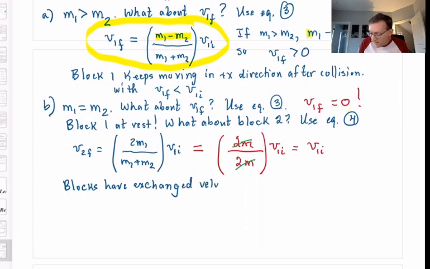As a result of the elastic collision, because block 2 was initially at rest and block 1 was coming in with a certain velocity, V1 initial, they collide in a one-dimensional elastic collision. Block 1 is now at rest, and block 2 moves off with a velocity equal to what block 1 had initially. So in a one-dimensional elastic collision, when the particles have equal mass, they exchange velocities.